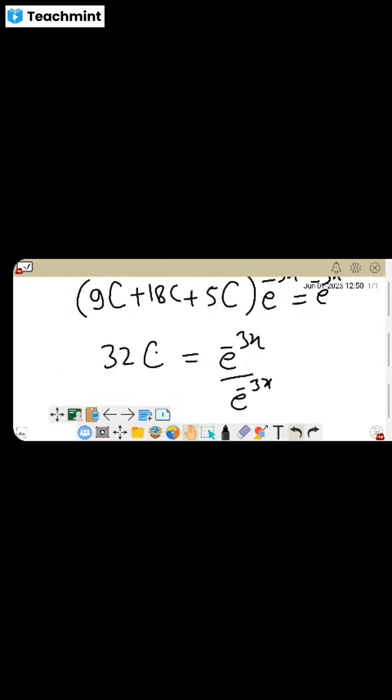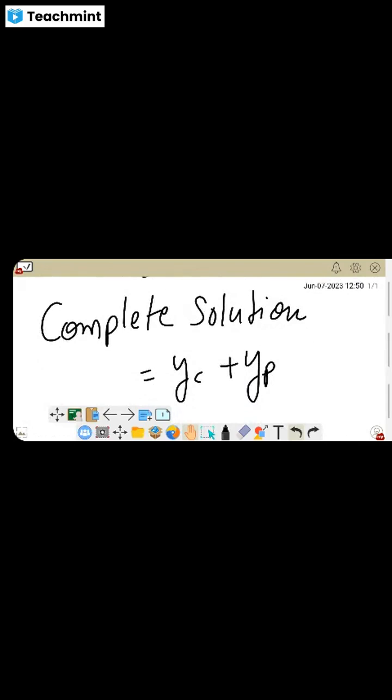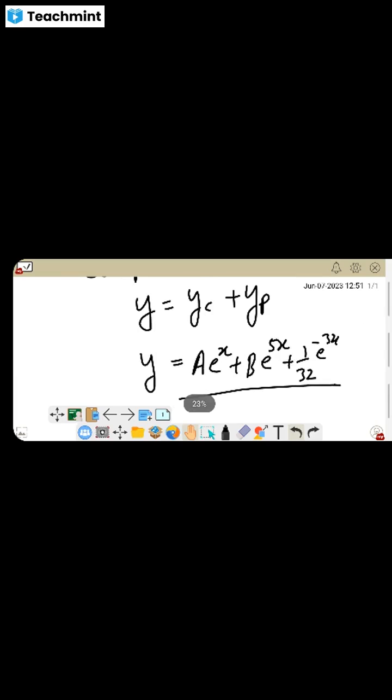So y is yc plus yp, and yc is a e to the power x plus b into e to the power 5x, plus 1 upon 32 into e to the power minus 3x. So this is the complete solution of the given equation.